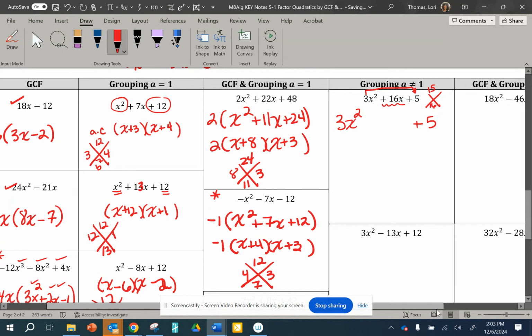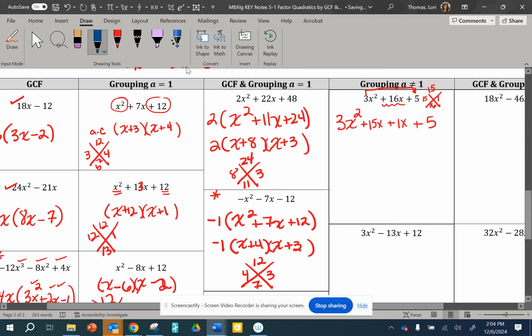So we're splitting 16x into two numbers that multiply to give you 15 and add to 16. So that's going to be 15 and 1. So we're going to rewrite the linear term into plus 15x plus 1x. Now that we have 4 terms, and remember, these are both linear terms that still add to 16x.